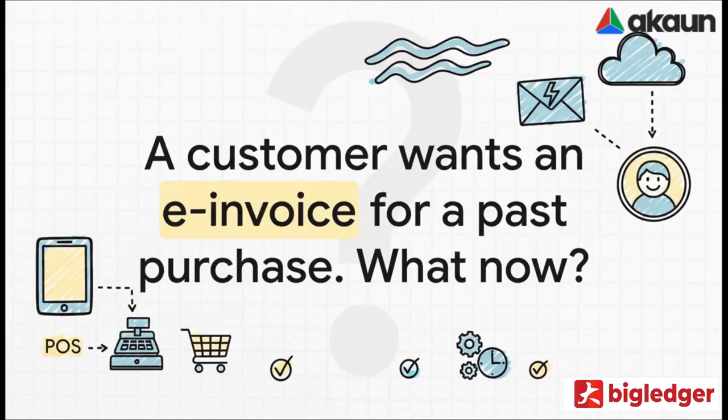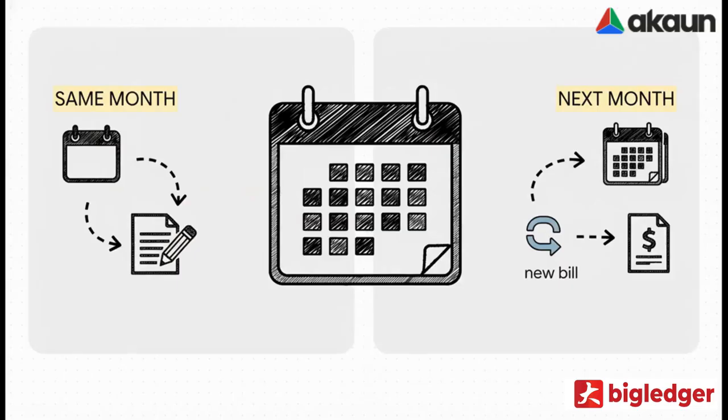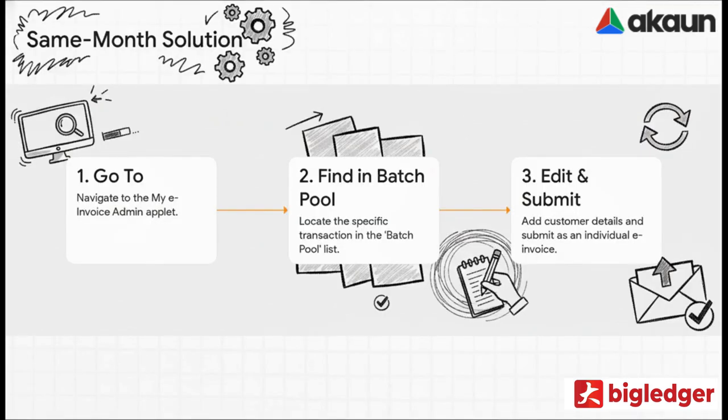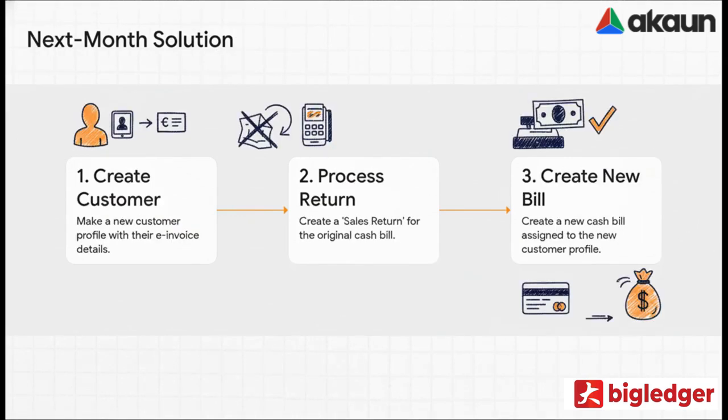Now for a really common request, a customer wants an E-Invoice for a past purchase. How you solve this depends on one key thing: when they ask. Is it the same month? If they ask in the same month, it's pretty simple. You just edit the original transaction. But if it's the next month, you have to process a full return and create a new bill.